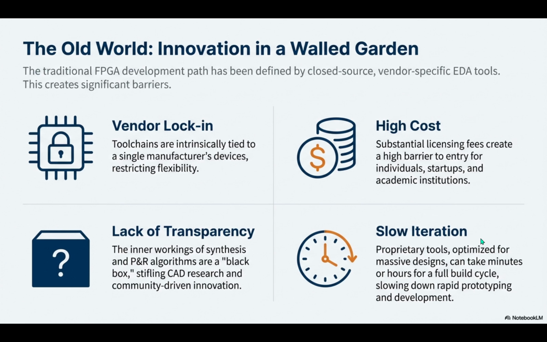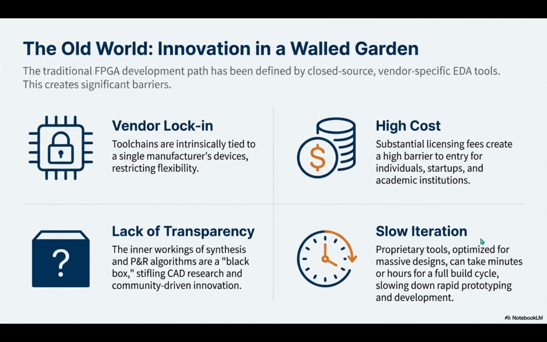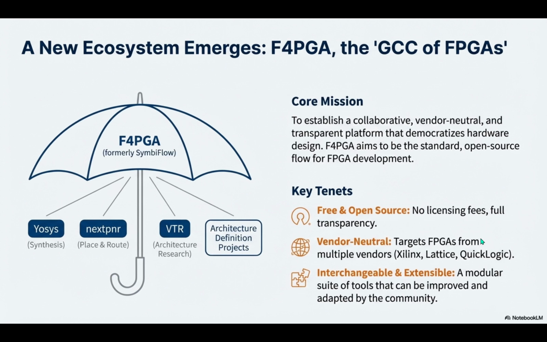So, okay, we have cost, control, and obscurity creating this monopoly. The only way to break that, it seems, is through a total system reset. So how does this F4PGA ecosystem step in to fix all that? Well, the core mission of F4PGA is pretty profound. It's to create a collaborative, vendor-neutral, and transparent platform that completely democratizes hardware design. The goal is to be the standard open source flow. Taking the power back from the manufacturer, basically. Exactly. And it's built on three main pillars.